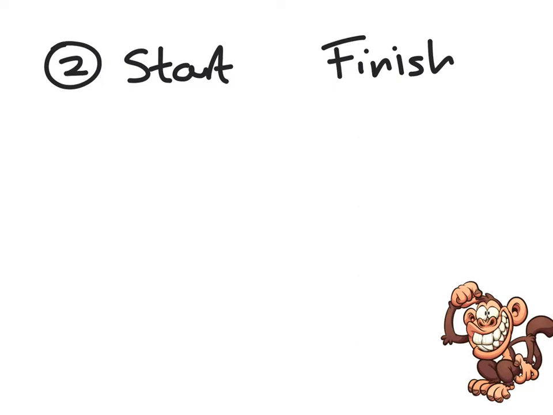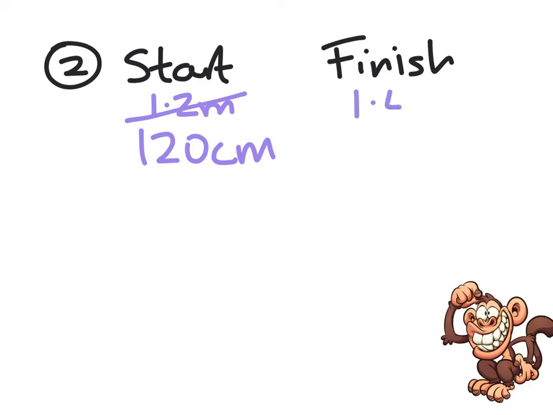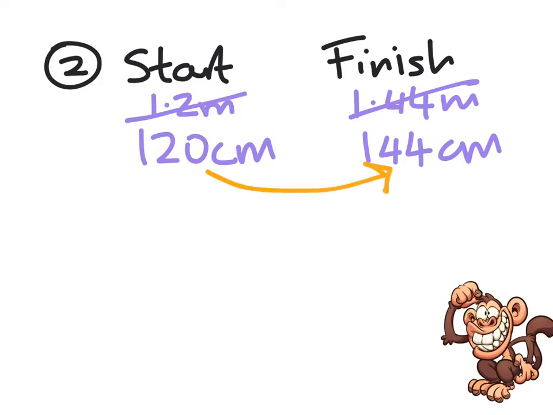Number 2, we've got Derek, who was 1.2 metres. I'm going to change that to 120 centimetres. You'll see why in a minute. His finishing height was 1.44 metres, which I'm also going to change to 144 centimetres. Okay, so he started at 120, he went up to 144, so that means he grew by 24 centimetres. What was his percentage growth?